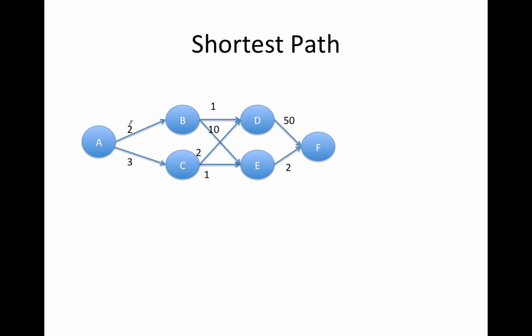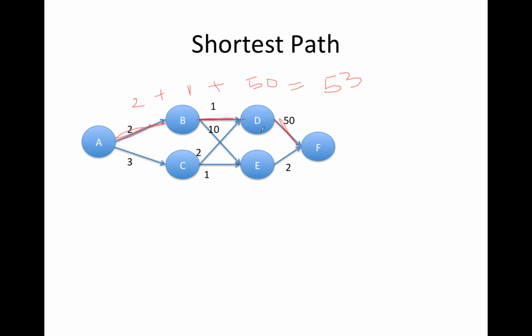So for example, if you would like to go from A to D through this route, the cost would be 2 plus, again, if you'd like to go from B to D, the cost should be 1 plus, and from D to F, the cost should be 15, giving a total cost of 53.